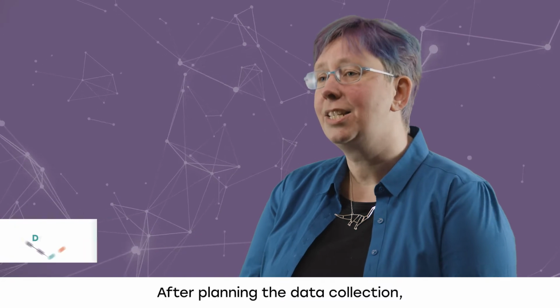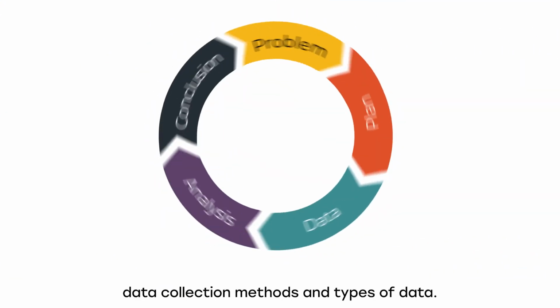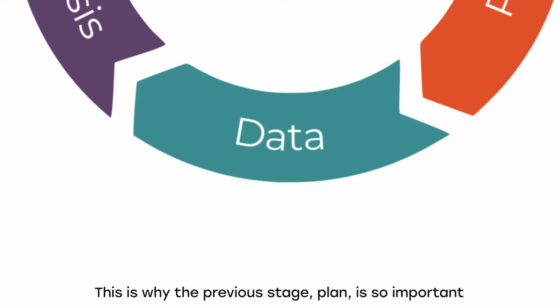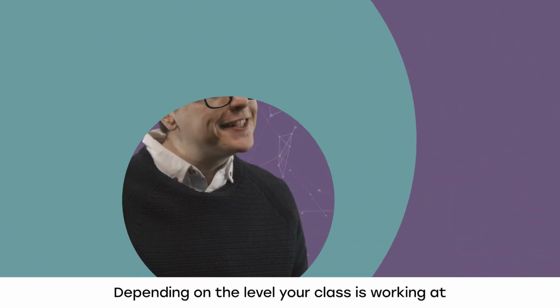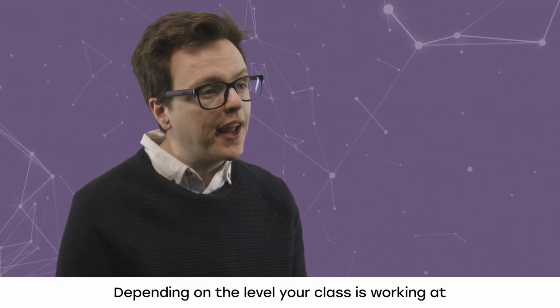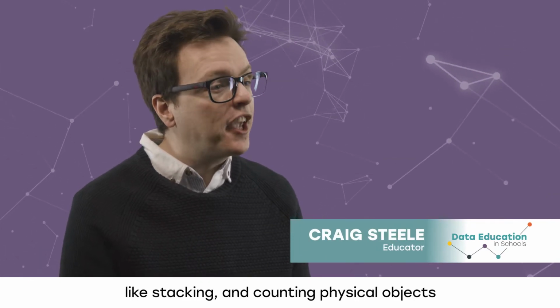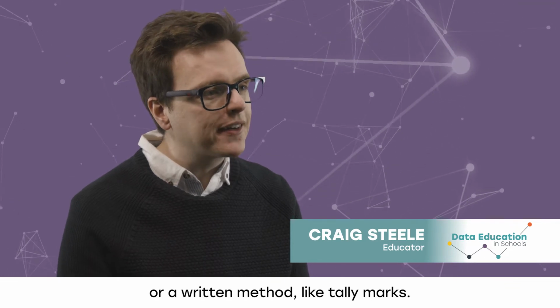After planning the data collection, the next step in the cycle is the data stage. This is where learners find out about data collection methods and types of data. This is why the previous stage, plan, is so important, so that learners can collect and store the data in a logical way. Depending on the level your class is working at, this could be simple data collection methods like stacking and counting physical objects, or a written method like tally marks.